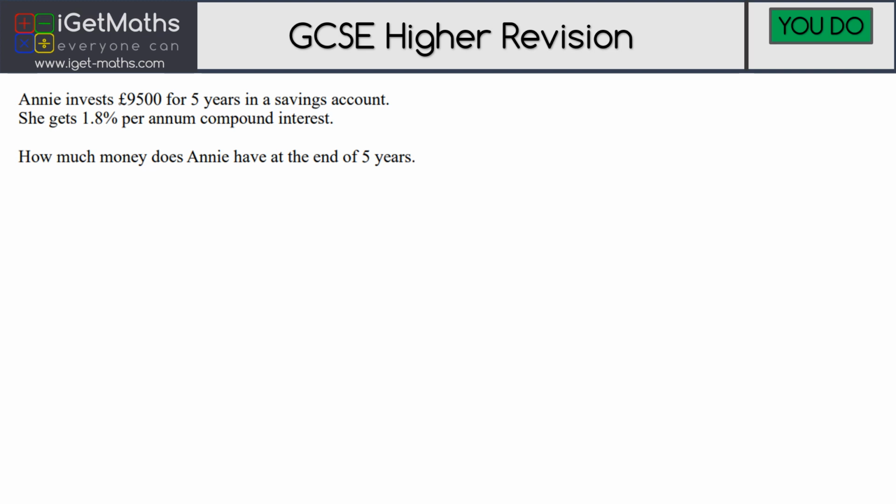Okay, so Annie invests 9,500 for 5 years in a savings account. She gets 1.8% per annum compound interest. How much money does Annie have at the end of 5 years? So if you had 100% plus 1%, that would give you 101%, and as a decimal multiplier, that would be 1.01. So using that same idea, 1.8% would give you 1.018, and that is your decimal multiplier for the 1.8% compound interest.